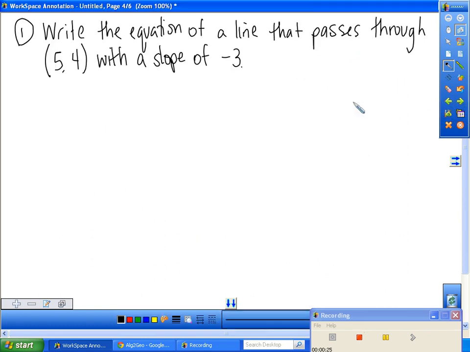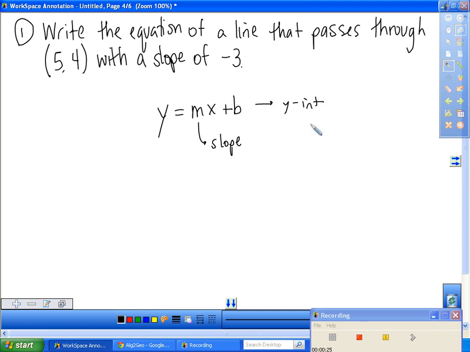So now we're going to get into the meat of the objective, to write the equation of a line. What is the formula that we have to know in order to write an equation of a line? Well, hopefully by now we know that it is y equals mx plus b. Remember that m is your slope and b is your y-intercept, or where it crosses the y-axis.